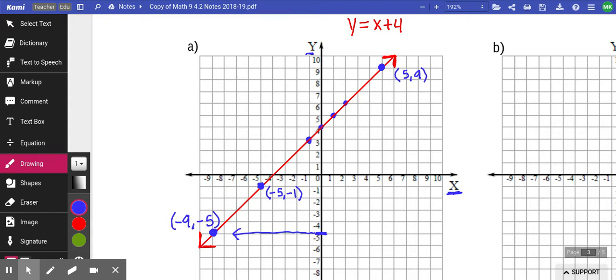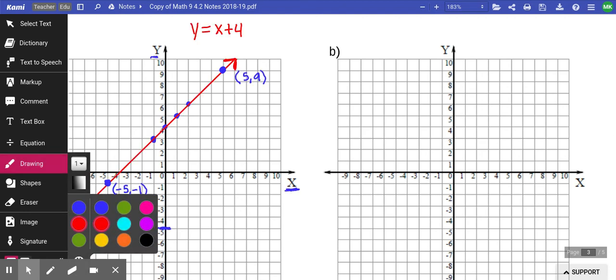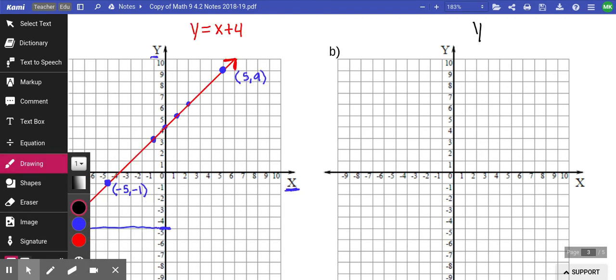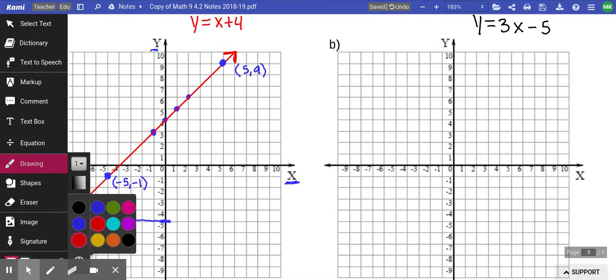We're going to try it for the next one. So our next equation, can someone just read me the equation for B? It was y equals 3x minus 5. Okay. So if you did that, you plot the point, you should have points here.